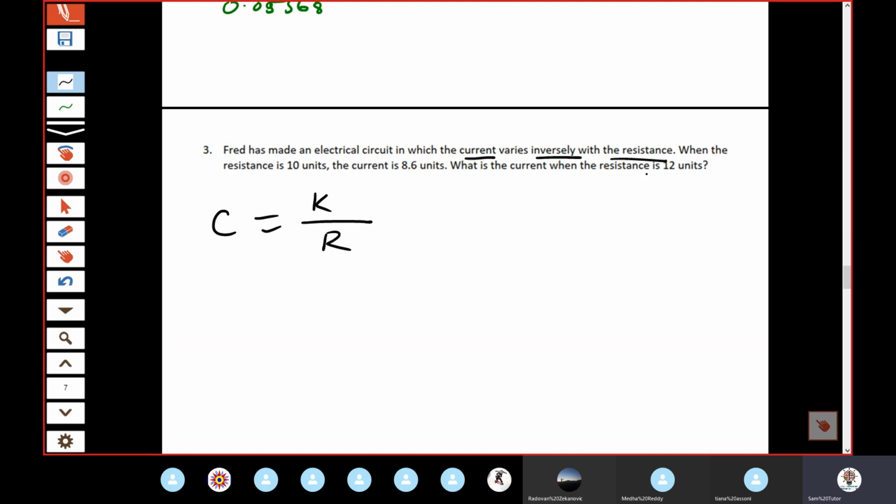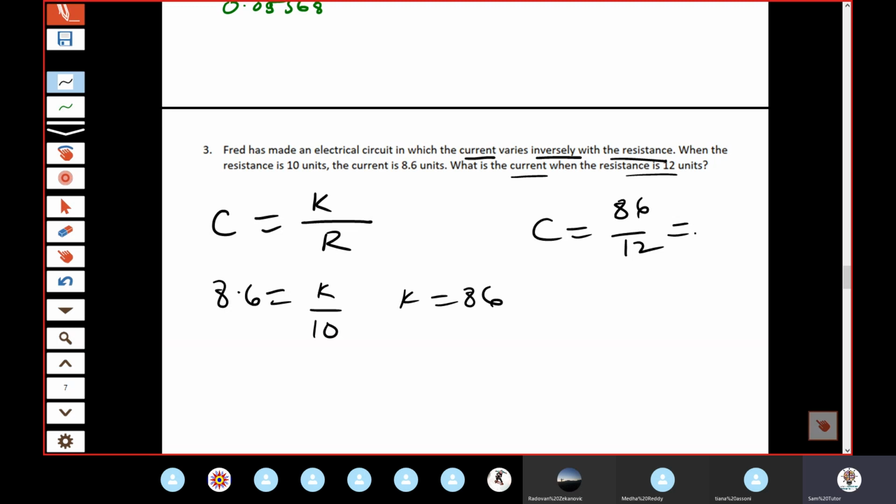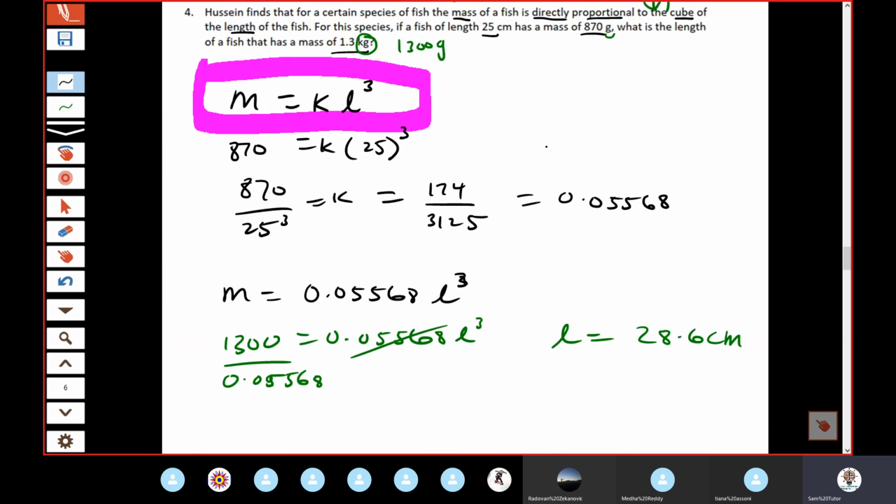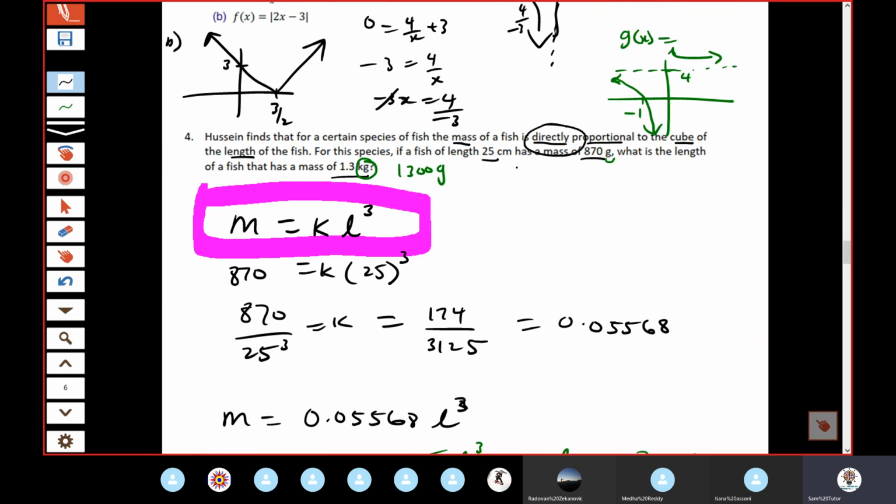And then of course you go and substitute, your resistance is 10, current is 8.6, you'll get your K. Once you've got that, what is the current when resistance is 12? Current is 86 on 12. So you can see without the first formula, you're going to get stuck. Key word there was inversely. This one was directly. And then cube length.